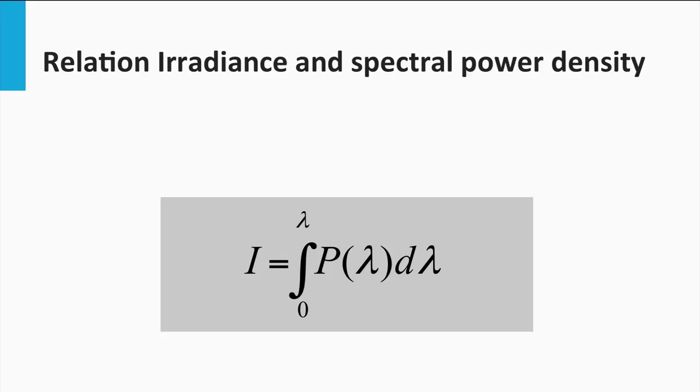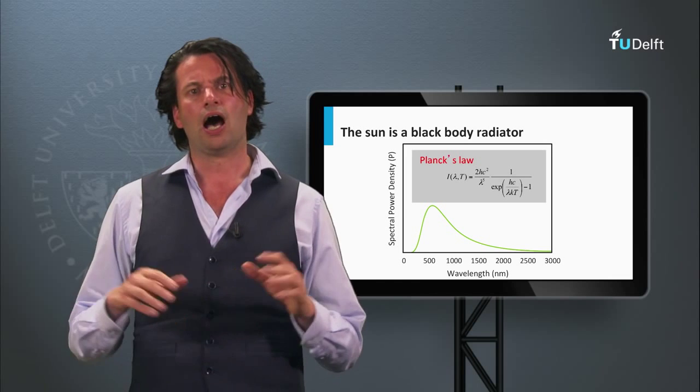Next, we introduce the spectral power density P, a quantity which has spectral information in contrast to the irradiance. The spectral power density is the incident power per unit area and per unit wavelength. The irradiance and spectral power density are related to each other with this simple formula.